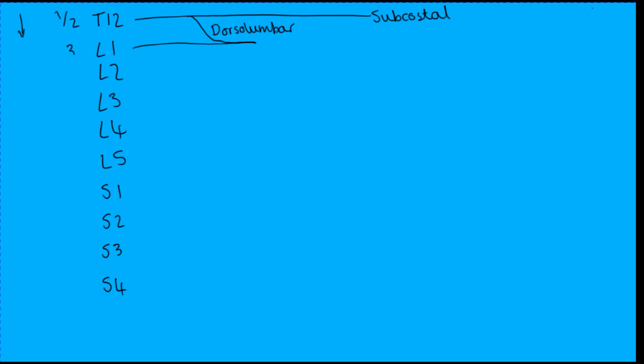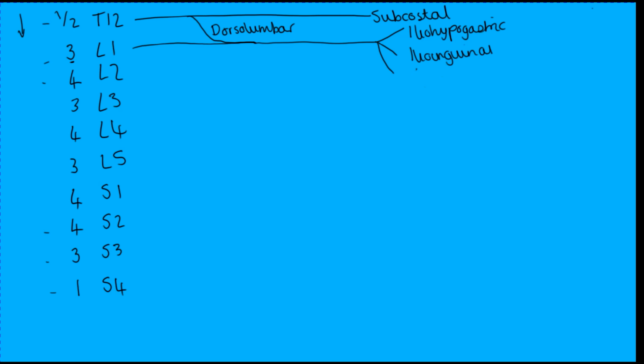And first of all, we also are going to include T12 when we discuss the lumbosacral plexus, and that will become clear in a few minutes. So down the left-hand side, I'm going to write T12, L1, L2, L3, L4, L5, S1, S2, S3, and S4. Okay, so as we know already, T12 is the subcostal nerve.